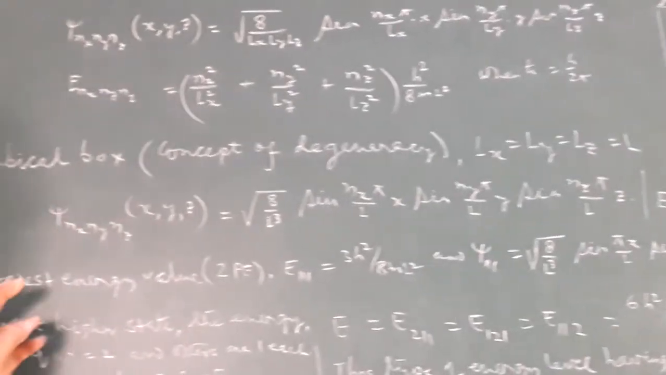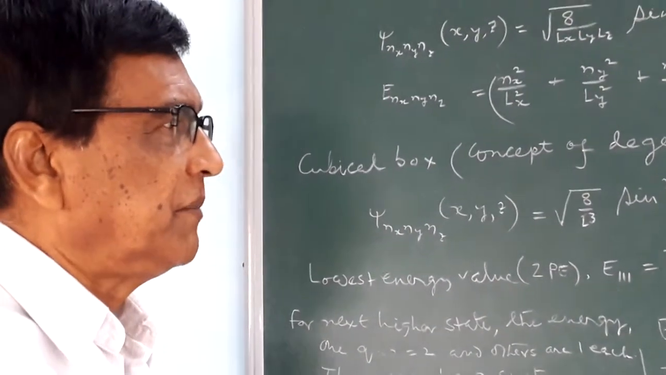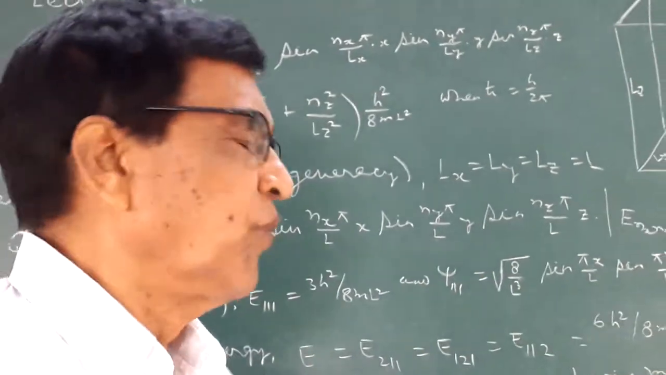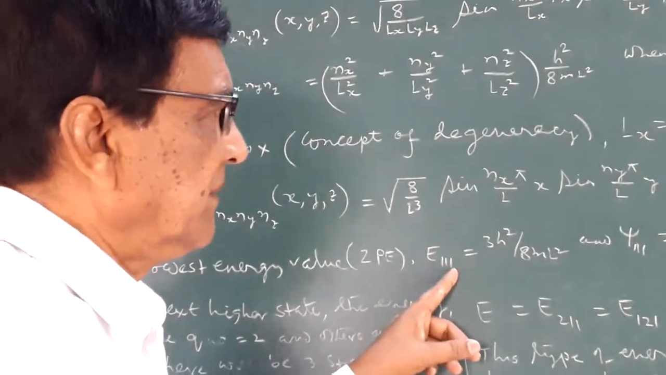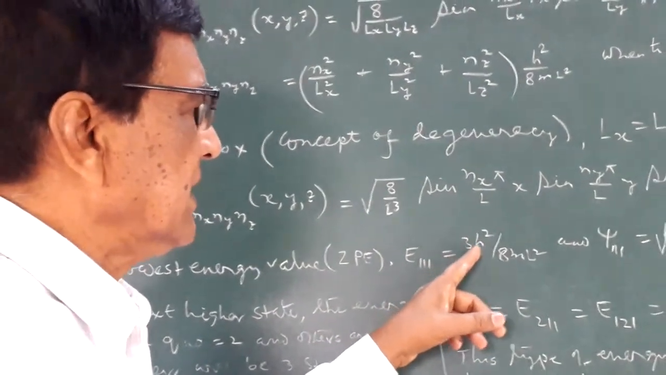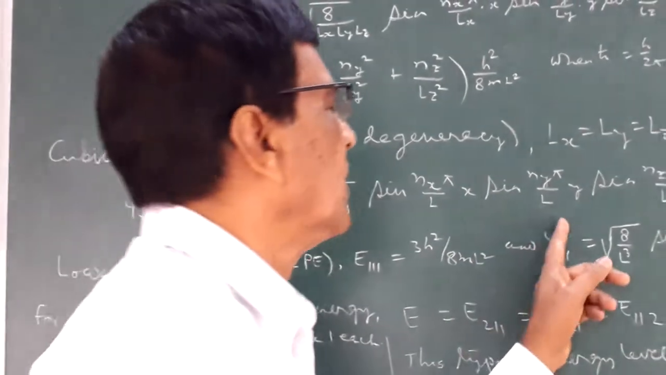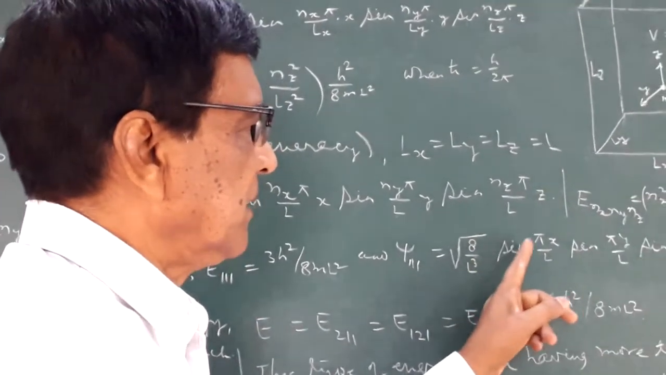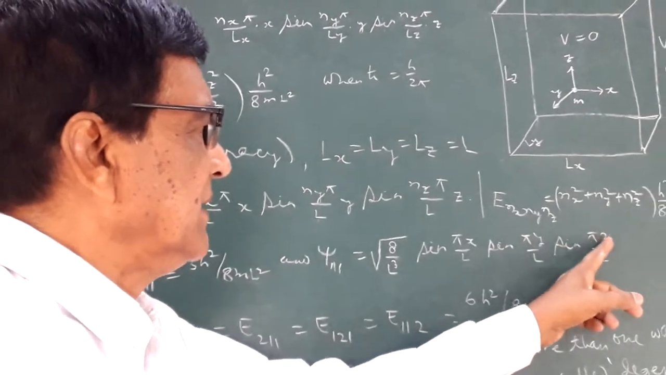So the lowest energy value, which is called the zero-point energy, can be obtained by putting the values of nx, ny, nz each equal to 1. In this case, E111 is equal to 3h² divided by 8mL², and psi 111 equals root of 8 by L³ sin(πx/L) sin(πy/L) sin(πz/L).